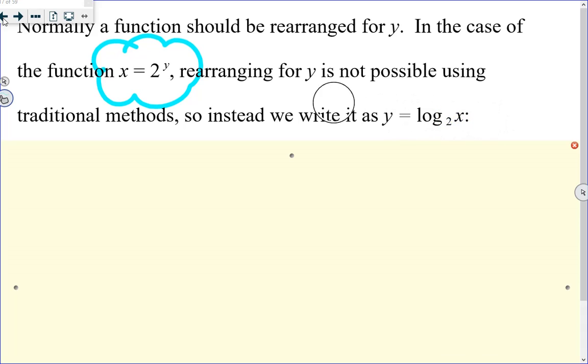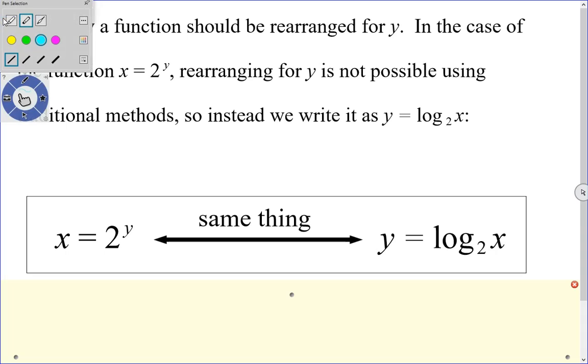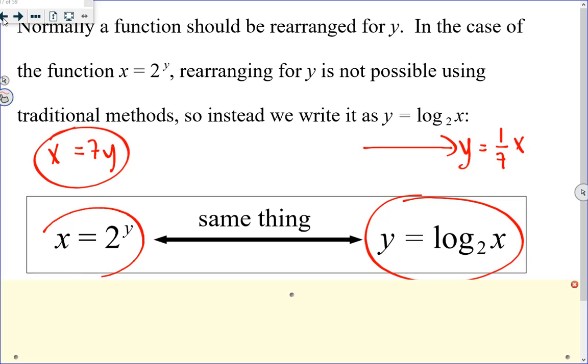So what I now have for you is this statement, and I'm telling you these two things are the same. This is going to take a little bit of practice. I'm telling you that if I said x equals 2 to the y, and you said y equals log base 2 of x, they are exactly the same, much in the same way that if I said x equals 7y, and you said y equals 1 over 7 times x, they're the same thing. This is a rearrangement for y of this.